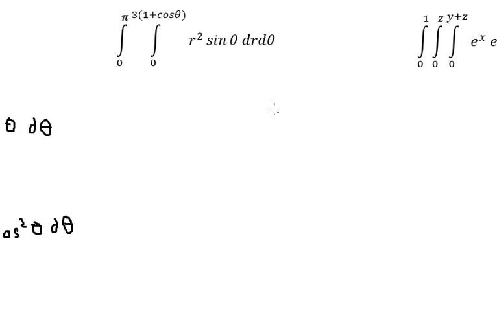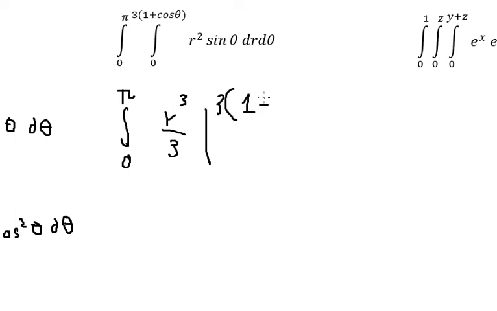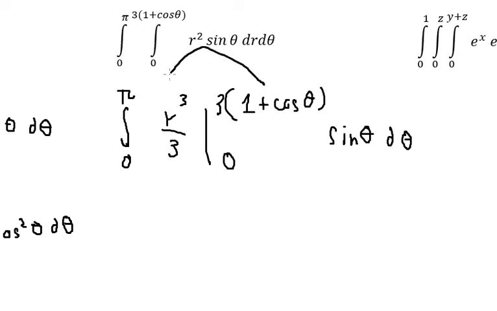Question number 2. We do the same. We do the integral of r squared. And we will get r to the power of 3 over 3. And we have the bounds from 3 multiplied by 1 plus cosine theta, and we have number 0 in here. And we put sine theta d theta. So we put this one in here. Number 0 in here.